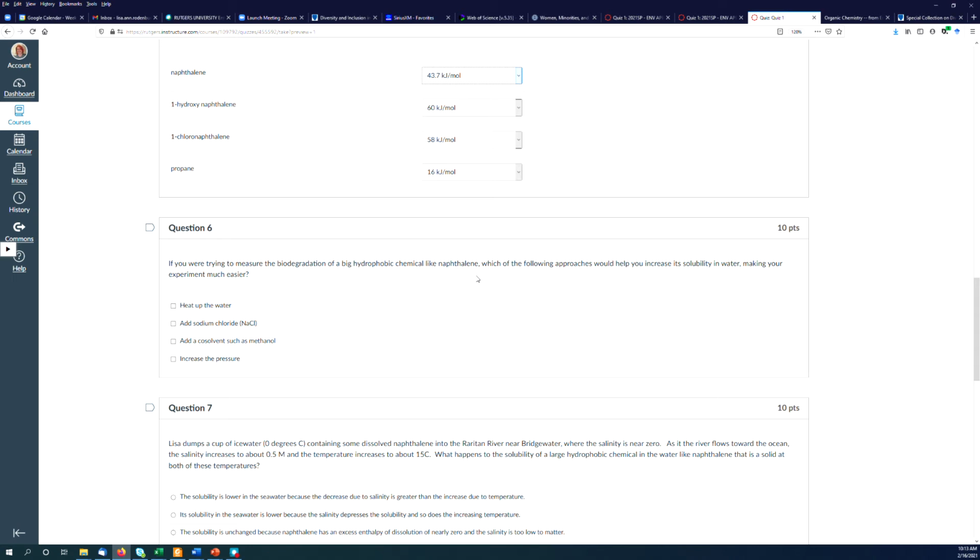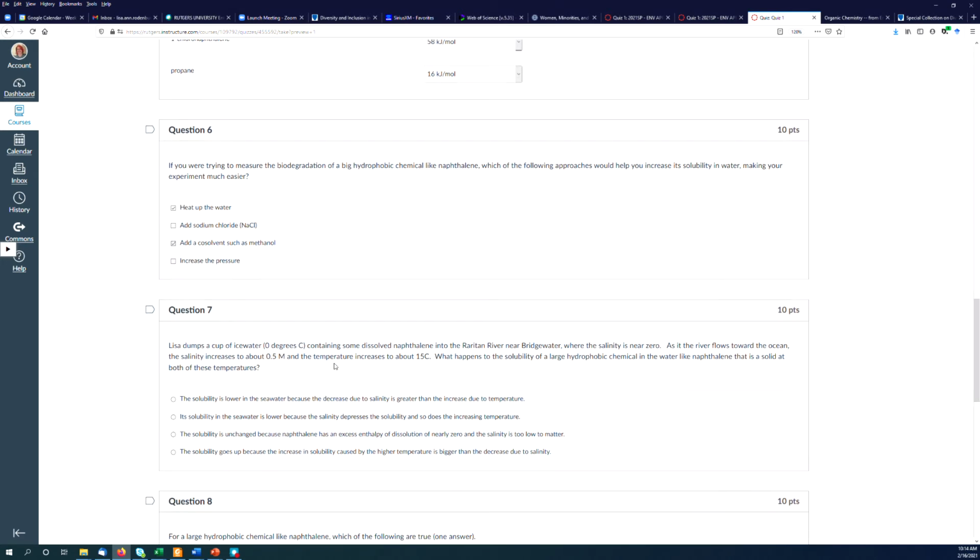So if you want to increase the solubility in water of a big hydrophobic chemical, first of all, it is going to have a positive excess enthalpy of solubilization, which means that its solubility will increase when the temperature increases. So heating up the water would help. Adding sodium chloride would depress the solubility, so that's not going to help. Adding a co-solvent would work. Increasing the pressure isn't going to make any difference because we're in water, not a gas. Adding a co-solvent such as methanol might kill the bacteria, so it's not always a perfect solution, but it's technically true that it would increase the solubility of the compound.